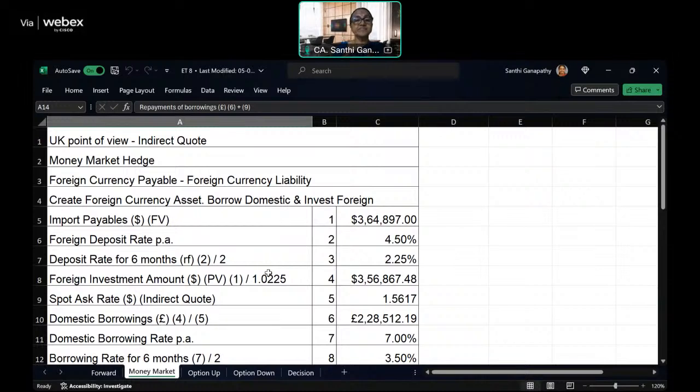Therefore, this is future value divided by 1 plus RF. If you want it clearer, future value divided by 1 plus RF. That is how we got this figure.